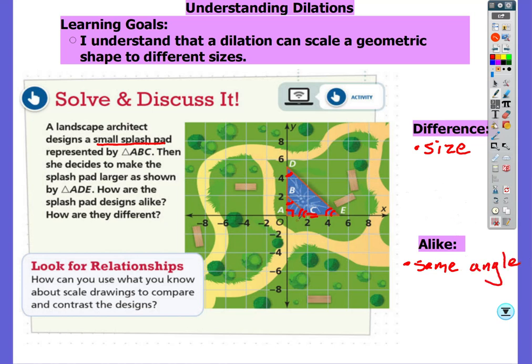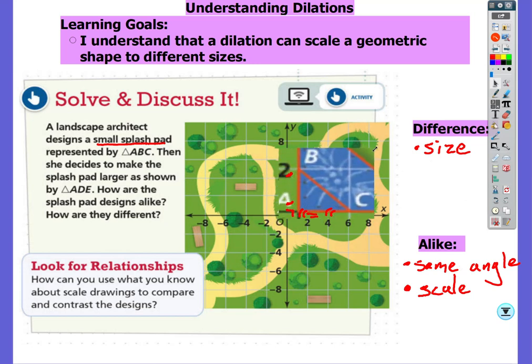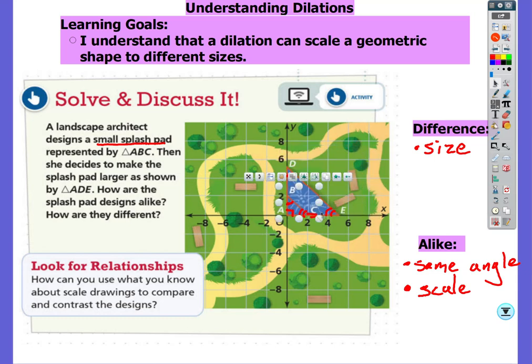And if we were to scale it up, if we look at side length AB to AD, and AC to AE, we doubled both, maybe a little bit more than doubled. So another thing is that they're really the same scale. And if I were to take this triangle, I could scale it up and make it just bigger in all the same directions, and we'd have the same shape.